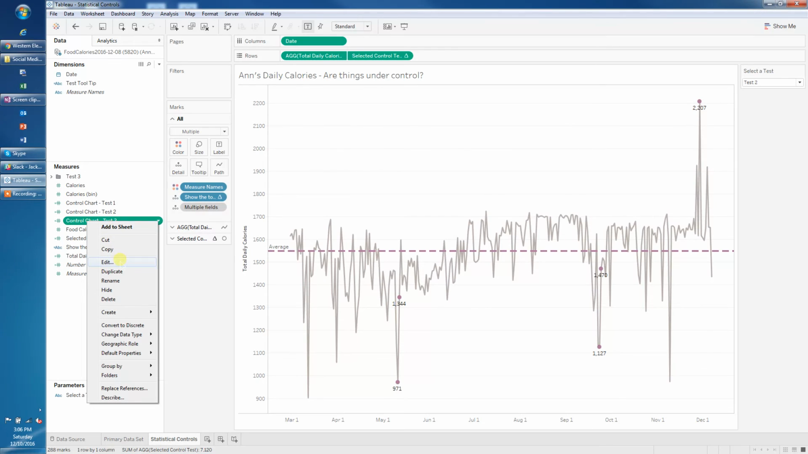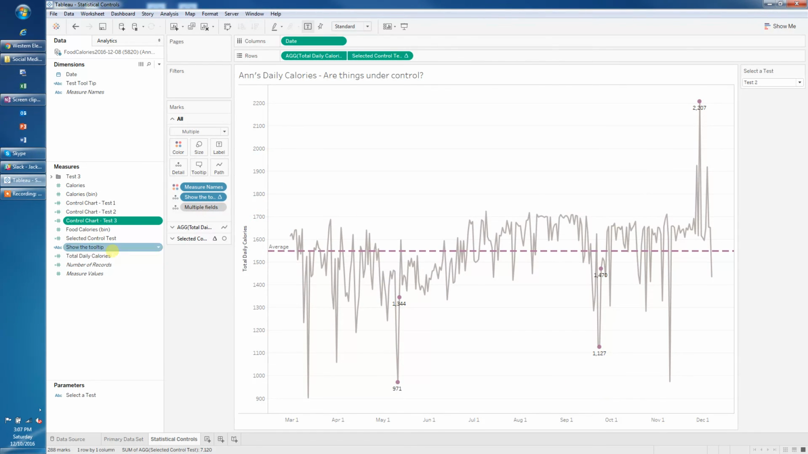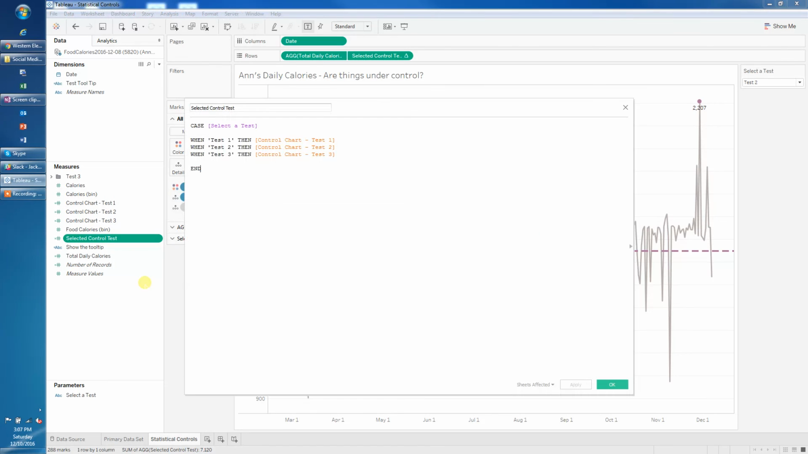So here's kind of the second layer of test three. If control chart test three mark zero on the below the center line plus mark one, mark two, mark three, mark four, if the sum of those is greater than or equal to four, then display the total daily calories. And then again, we're repeating that same idea, but now above that center line and that one SD mark. If the sum of those is greater than or equal to four, then display the total daily calories. Otherwise, we don't really care about it. And that's the last one that gets added into our test.